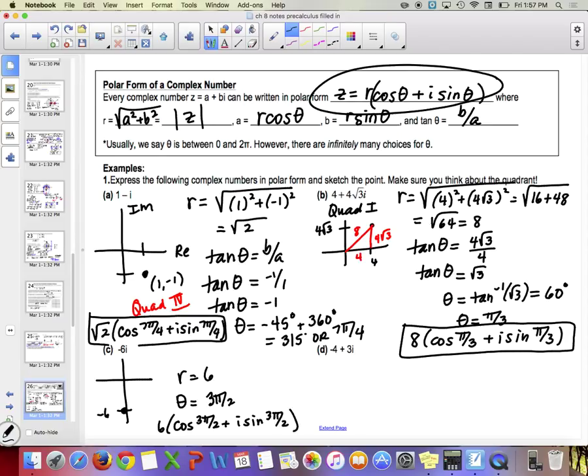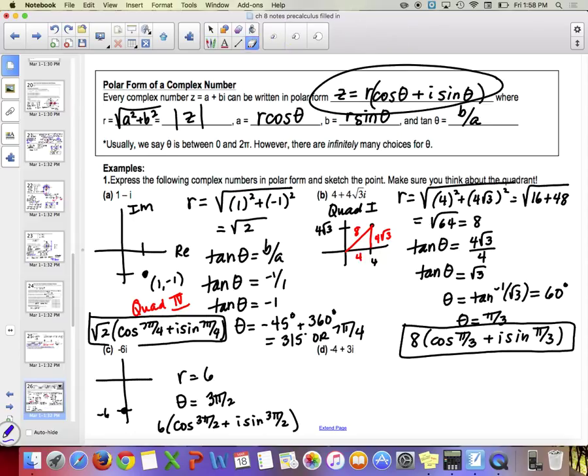And all of these, if you actually found what each of these things are, like if I found cosine of 3 pi over 2, what is cosine of 3 pi over 2? 0, right? So I'd have 6 times 0 plus i times sine of 3 pi over 2, which is -1. Do you guys see how you get -6i? You could multiply it out to check. It will always work.